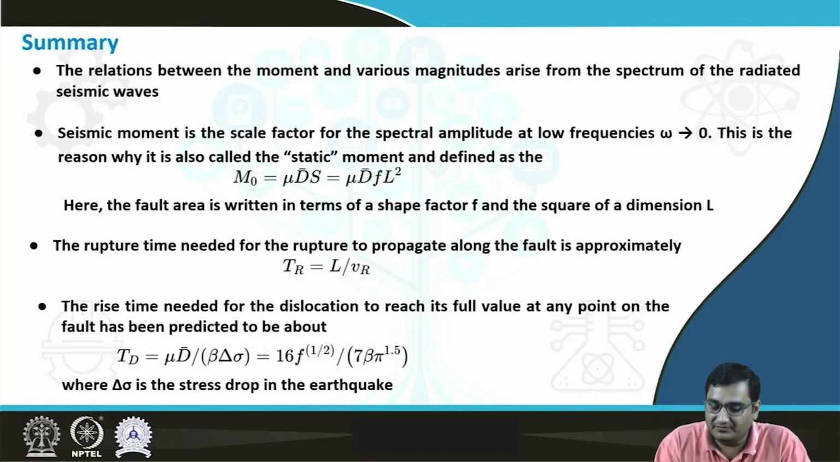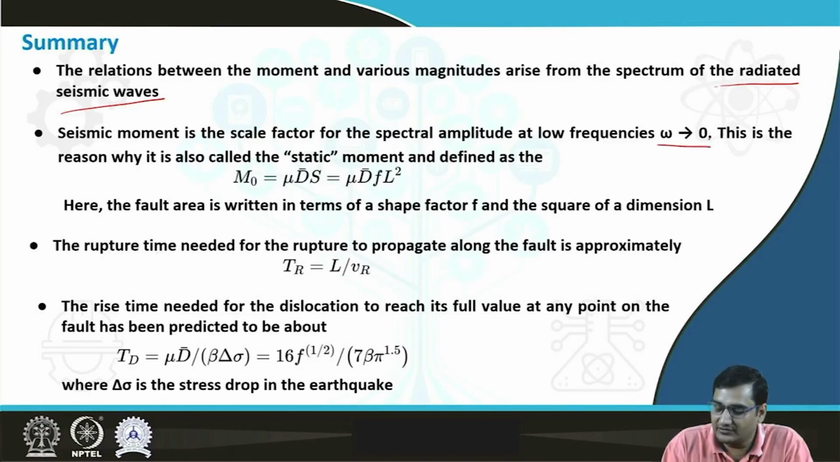The relations between the movement and various magnitudes arise from the spectrum of radiated seismic waves. Seismic movement is the scale factor for spectral amplitude at low frequencies, that is omega tends to 0. This is the reason why it is also called the static movement, defined as M naught is equal to mu D S, that is equal to mu D f L square. Here the fault area is written in terms of shape factor f and the square of a dimension L.